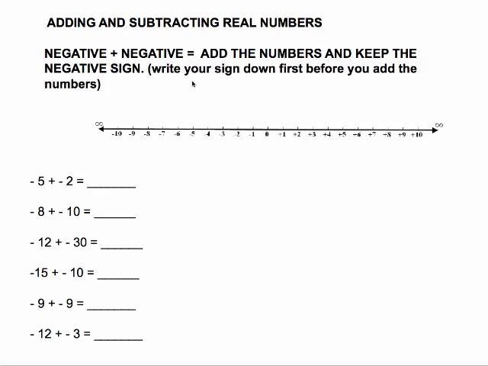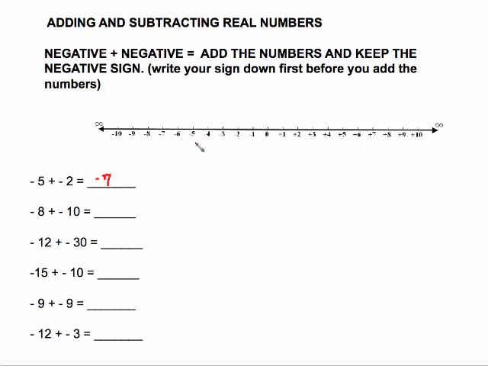And I suggest on all of these integer problems that you write your sign down first before you do the arithmetic. So a negative plus a negative is pretty simple. All you have to do is add and keep the negative sign. So negative 5 plus negative 2, I'm going to keep that negative sign, add those two numbers together, and get 7.